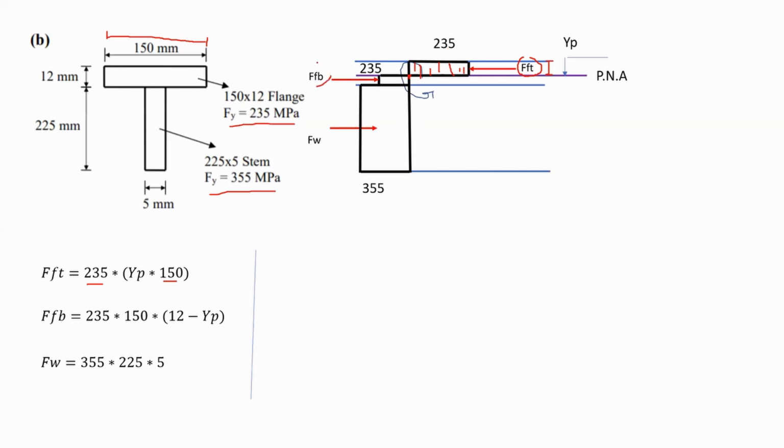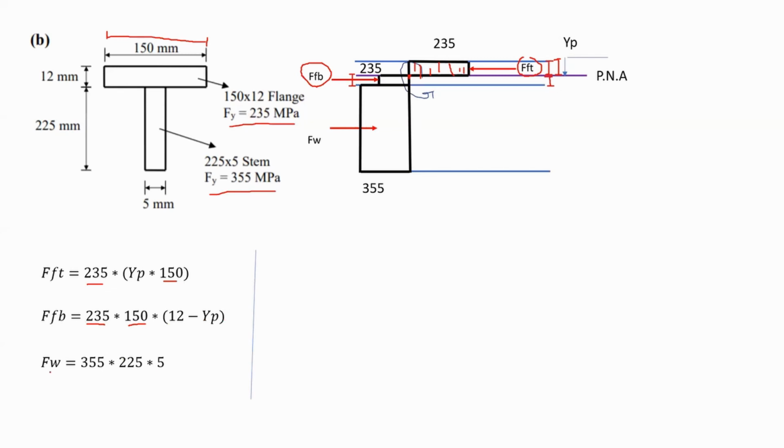Now, if we consider the force in the flange bottom, similarly, it would be Fy multiplied by 150, still 150 here, multiplied by this distance, which is sort of small. In order to calculate this, the whole flange is 12. Since the distance from here until there is Yp, 12 minus Yp will give you the remaining distance. So you get the force in the flange bottom in terms of Yp.